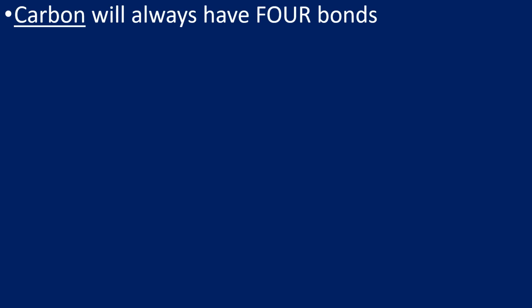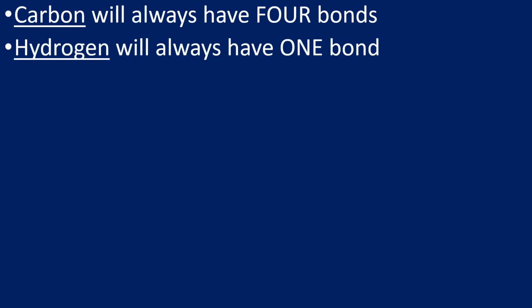Some basic rules to start with then. Whenever we draw organic molecules, carbon's always going to have 4 bonds. Whether that's 4 single bonds or a double bond and 2 single bonds, either way, it will always have a total sum of 4 bonds. And hydrogen will always have a single bond. Hydrogen only ever has 1 bond here.